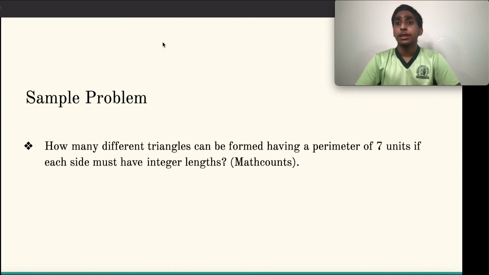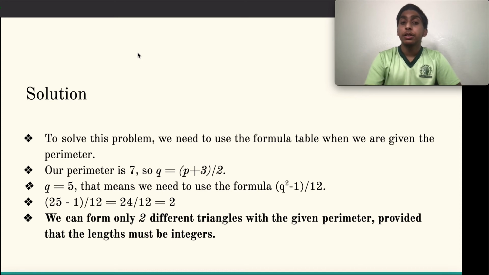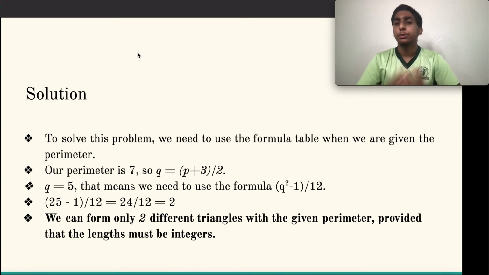Alright, hopefully you guys took a pause, did the problem, took a break if you needed it, so let's get back into it. To solve this problem, we need to use the formula table when we're given the perimeter. Our perimeter is 7, so q is equal to p plus 3 over 2. How do we know this? Well, if the perimeter is odd, we use p plus 3 over 2 is equal to q. 7 is odd. That's pretty obvious. So we can use this formula, and when we do it, we get 10 over 2, which is equal to 5. So our q is 5.